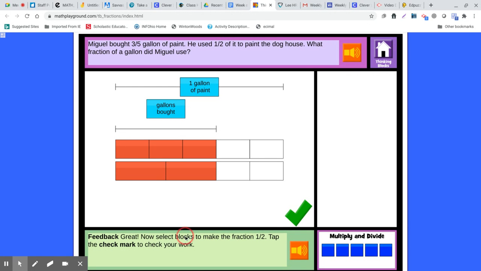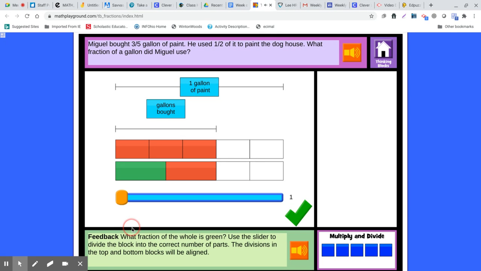Now select the blocks to make the fraction 1/2. That's 1/2, right? What fraction of the whole is green? Use the slider to divide the blocks into the correct number of parts. All right, so I need to know how much this is. It's 1/2 of 3/5. This is the part where I need to make my denominator. I need to be intentional with my denominator.